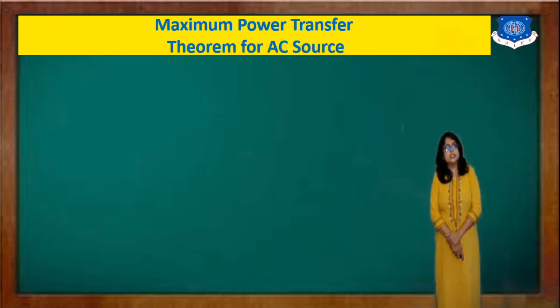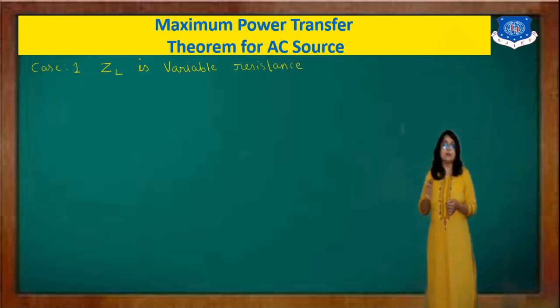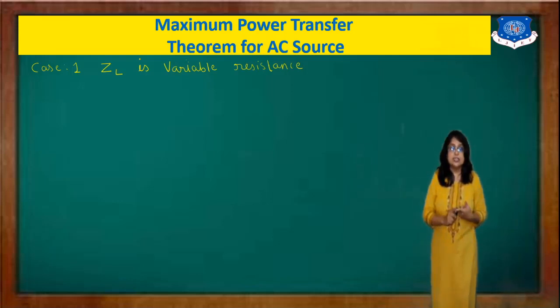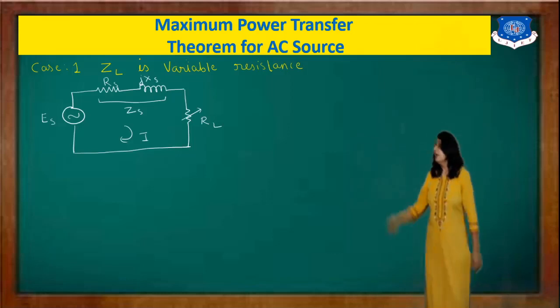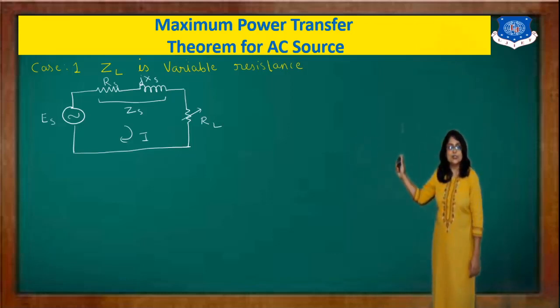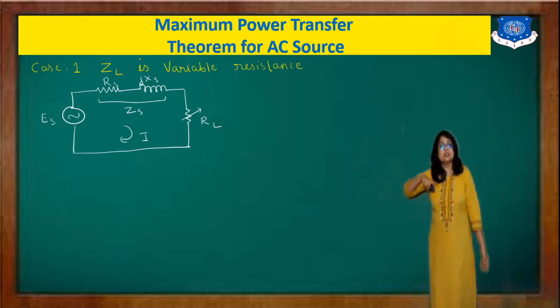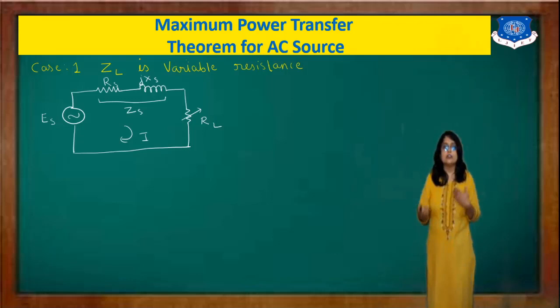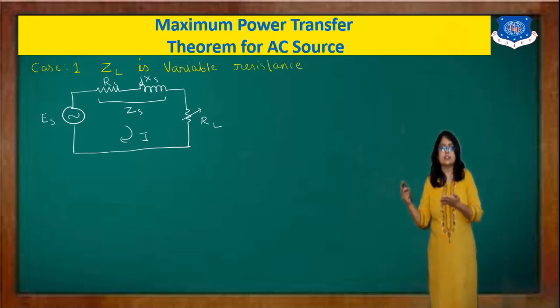Now, we will consider the maximum power transfer for the AC source. See here, in the AC source we have different cases. So first we will consider case number 1, that is, RL is a variable resistance. Then see this diagram. ES, this time, is an AC source. RL is a variable resistance, and in the source I have a combination of resistance and reactance, that is ZS, RS plus JXS.